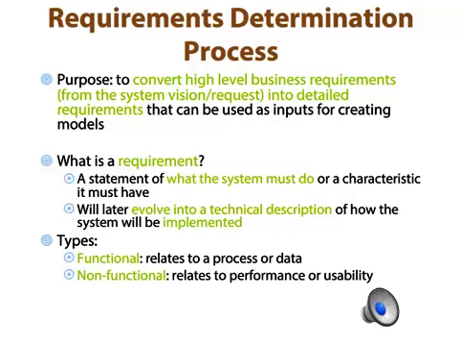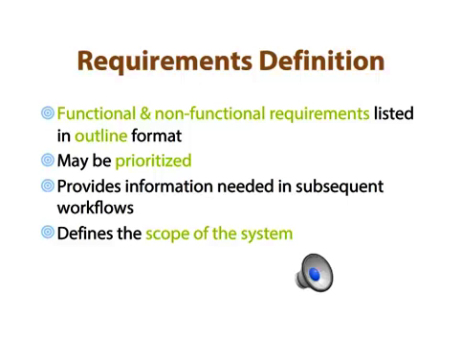So what's a requirement? A requirement is what the system must do, and requirements can fall into two types, functional and non-functional. Functional requirements relate to a business process or to data. Non-functional requirements relate to performance or usability specifications. So as you can see from this slide, Dennis calls it requirements definition, where we list the functional and non-functional requirements. They can be prioritized, and it serves to scope the system.